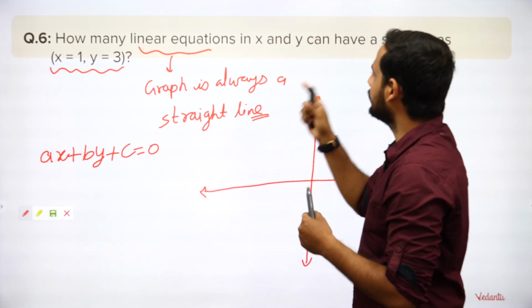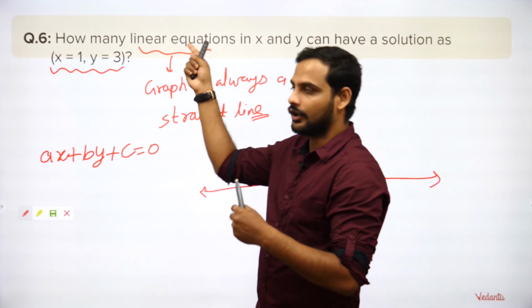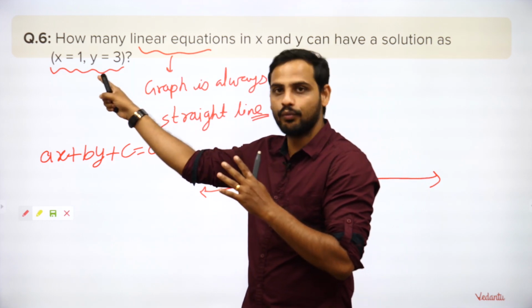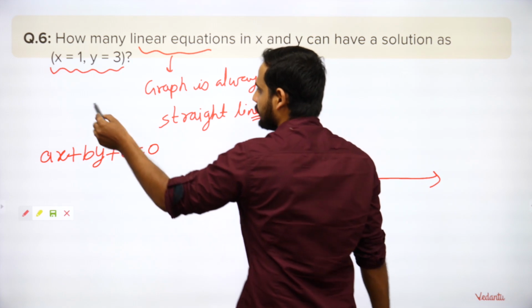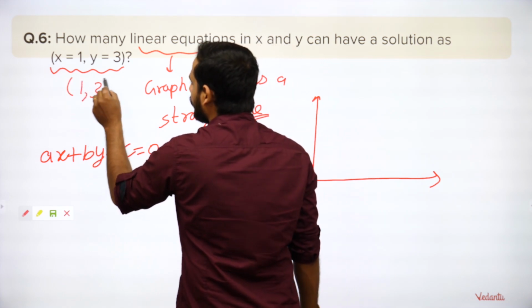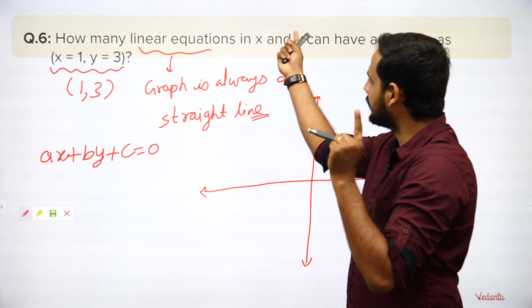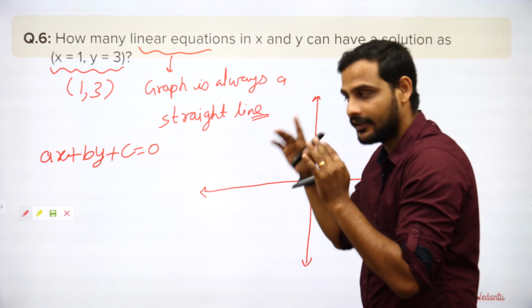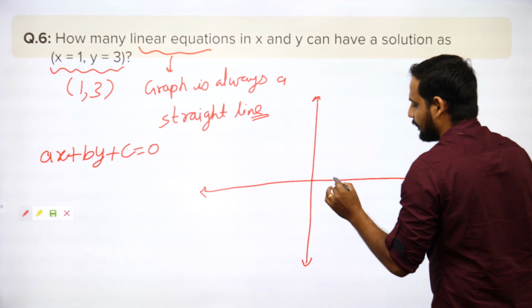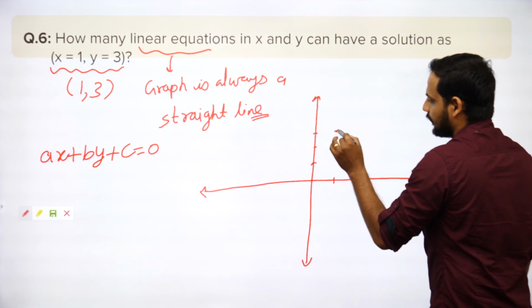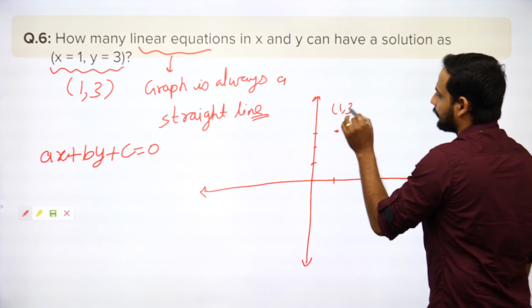Now they are saying that whatever linear equation you are forming in x and y, it is passing through 1 comma 3. So we got to know that if I draw the graph of the equation in x and y, it has to pass through the point 1 comma 3. So let us say 1 is here, 1, 2, 3. So 1 comma 3, this point is here.